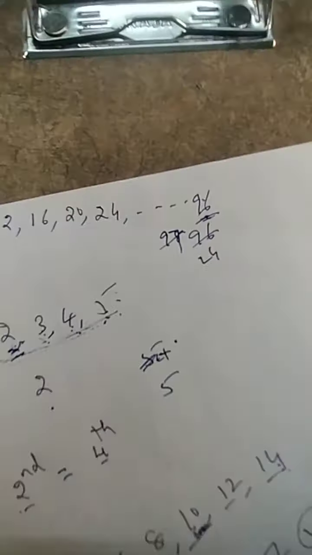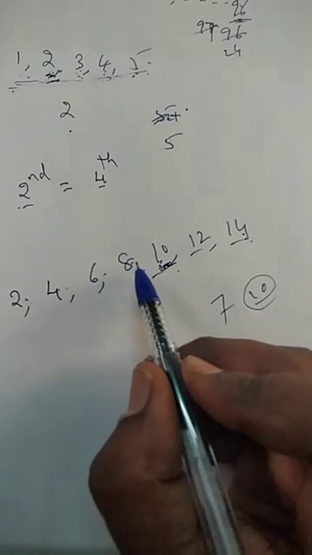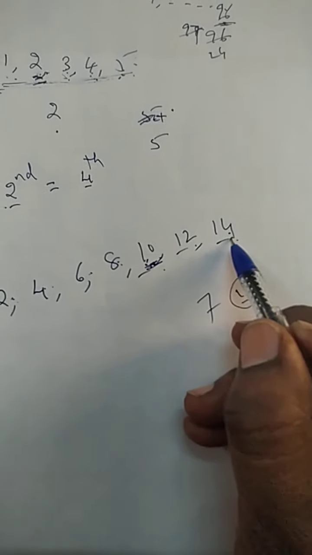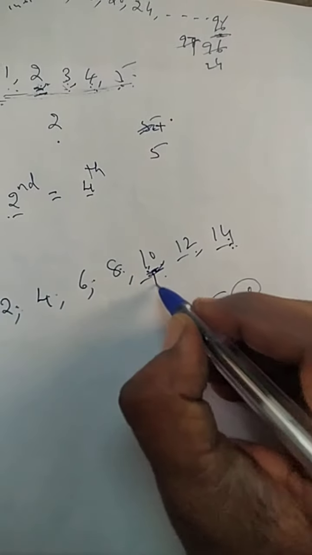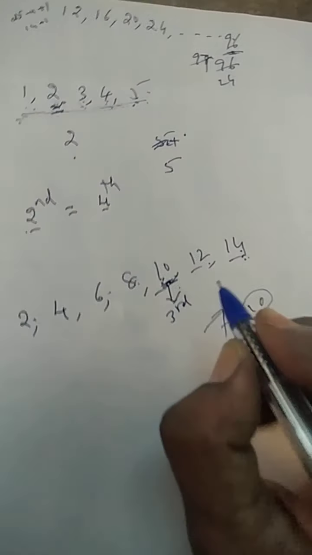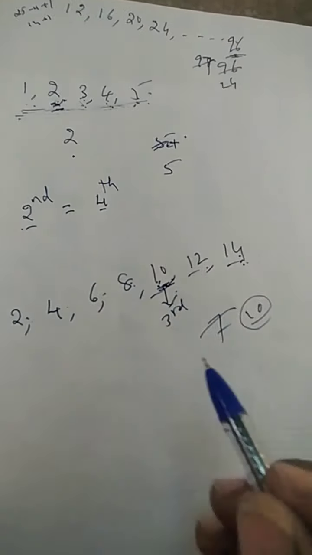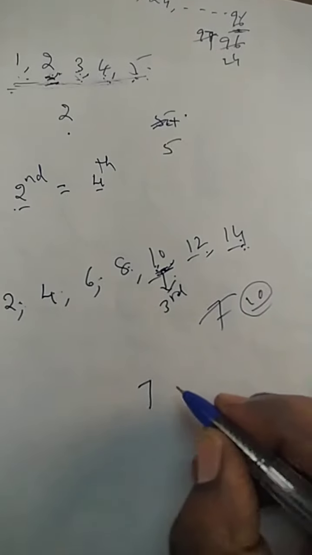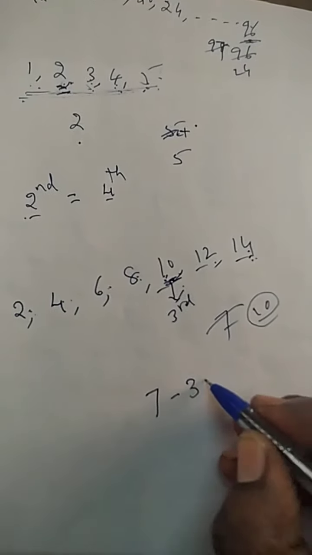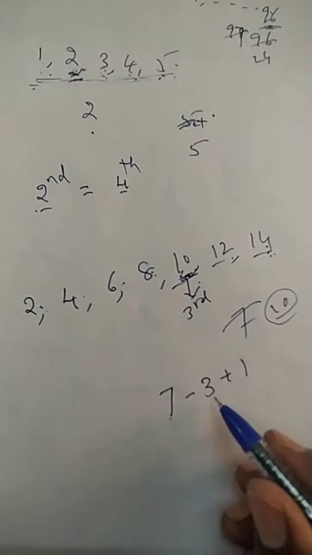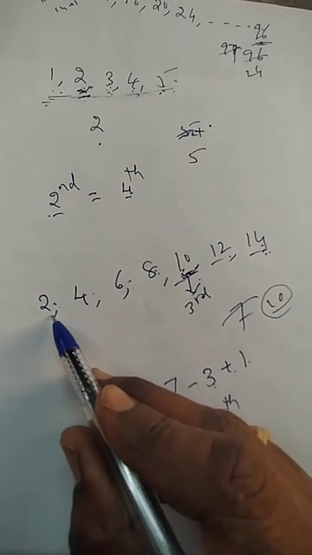Okay, so one more example here. 2, 4, 6, 8, 10, 12, 14. Here we require the third term from the last. How many terms are there? 7. So from that 7, what we require is subtracted: 7 minus 3, then 1 is added to that. 7 minus 3 is 4. 4 plus 1 is 5. It is the fifth term from the first.